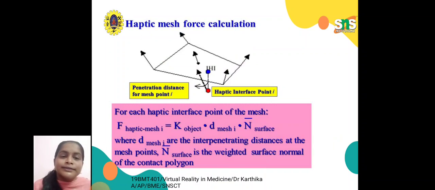Okay, in this we have to calculate the haptic mesh force. Here for each haptic interface point of the mesh, F haptic mesh i is equal to K object multiplied with D mesh i, multiplied with N bar surface. Here D mesh i are the interpenetrating distances at the mesh points, and N bar surface is the weighted surface normal of the contact polygon, because we consider the polygon as the input object.